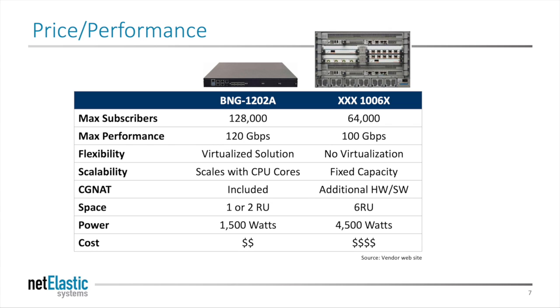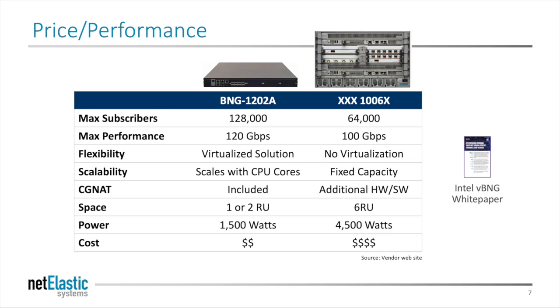This is a quick comparison to a traditional router, one of the more popular ones in a service provider environment. You'll see that the netElastic vBNG delivers performance that exceeds that of the larger router, and delivers a larger number of subscribers as a virtualized solution. It can scale out by scaling up CPU cores. It provides CGNAT, and includes it for free. It takes up far less space, uses less power, and it costs a lot less money.